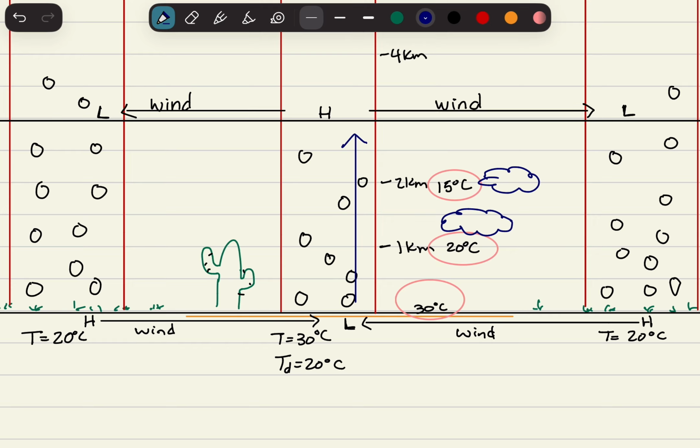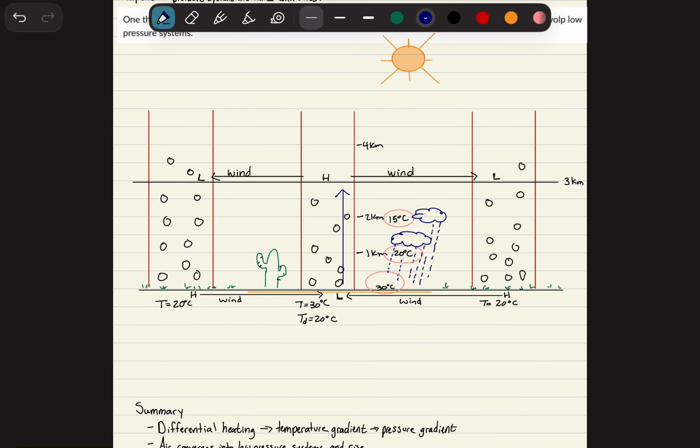Now, if the water vapor in the clouds gets heavy enough and it overcomes this upward pressure gradient force by the force of gravity, it can start to rain. And that is how we get precipitation.